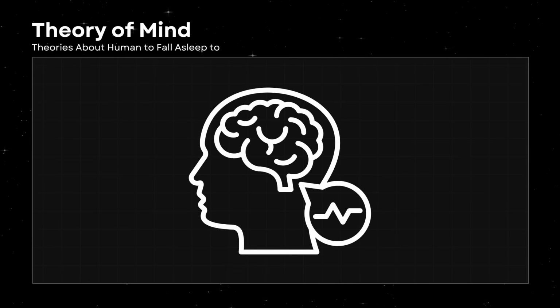Theory of mind allows people to take someone else's point of view. It makes it possible to say, "He must be scared," or "She probably thinks I'm angry."